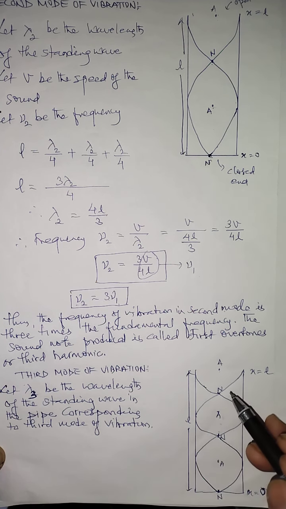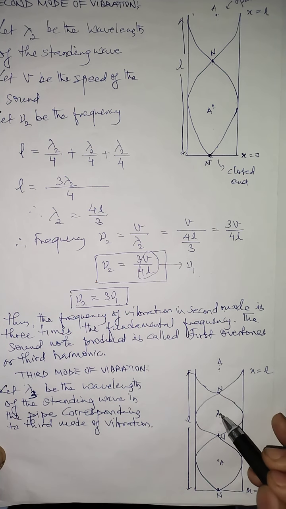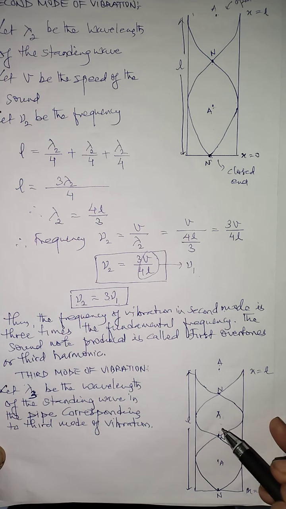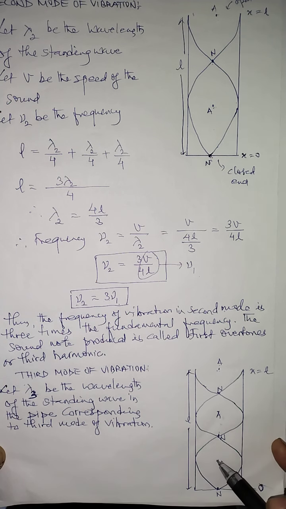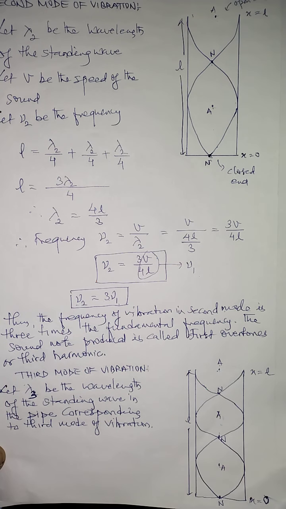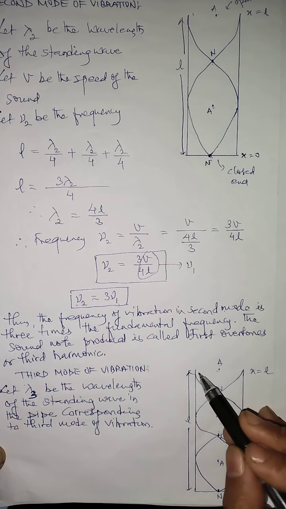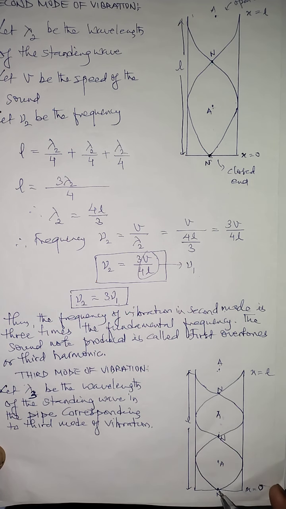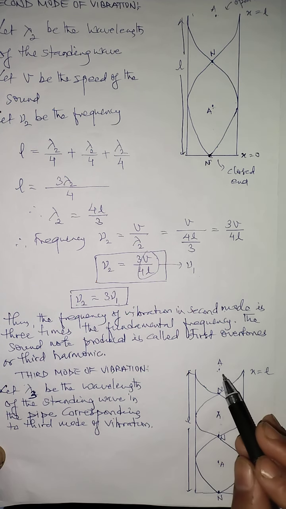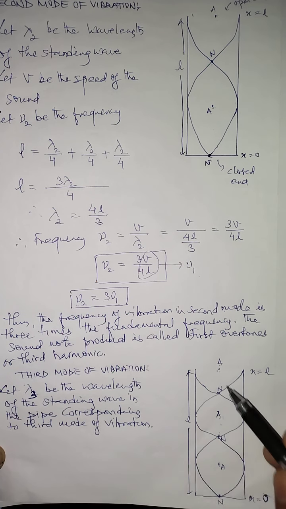So that you can see how many nodes and antinodes are formed. Like 1, 2, 3 antinodes and 3 nodes are formed. See, in case of the third mode of vibration, 3 antinodes, 1, 2, 3 antinodes and 3 nodes are formed. So when 3 antinodes and 3 nodes are formed, in case of an antinode, the particle vibrates with maximum amplitude, maximum displacement, whereas a node always has no displacement of particle. That means a node is always formed at the closed end and an antinode is always formed at the open end. So this mode of vibration is the third mode of vibration.